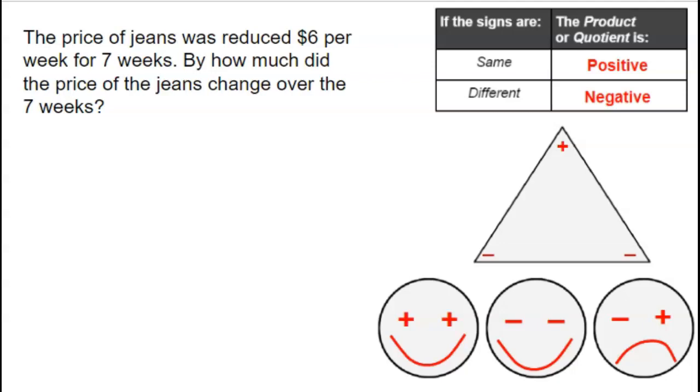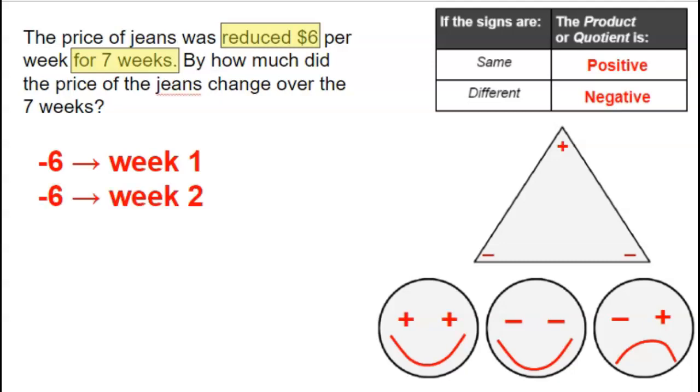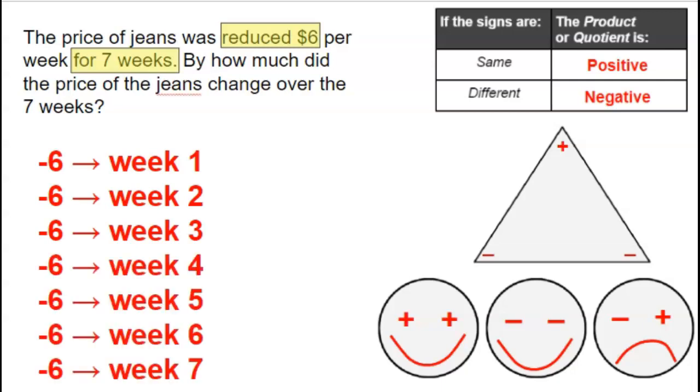Back to the word problem, it says that the jeans were reduced $6. And so we have -6 because reduced means negative. And then it says that this happened for 7 weeks. So it was per week for 7 weeks. So that means it was reduced $6 for the first week, reduced $6 for week 2, reduced $6 for week 3, and then it was reduced $6 for each week after until the 7th week.